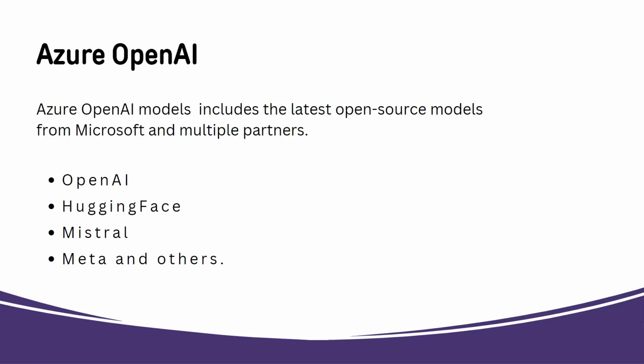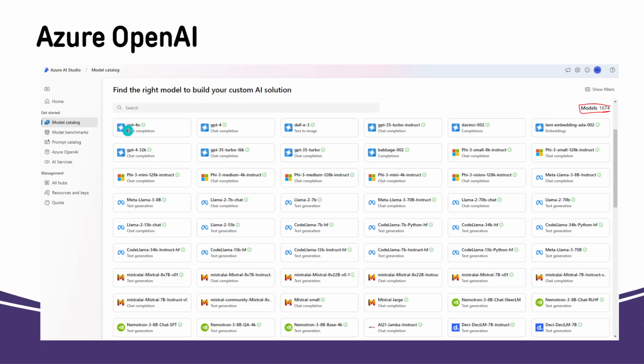But in the Azure OpenAI, Azure collaborates with OpenAI, and not only the OpenAI's models are there, they also align with Hugging Face and Meta. So if you go to the Azure OpenAI portal, you can see here that a total of 1674 models are available. Not all are from OpenAI, but also from, you can see here, Meta and Nvidia as well.